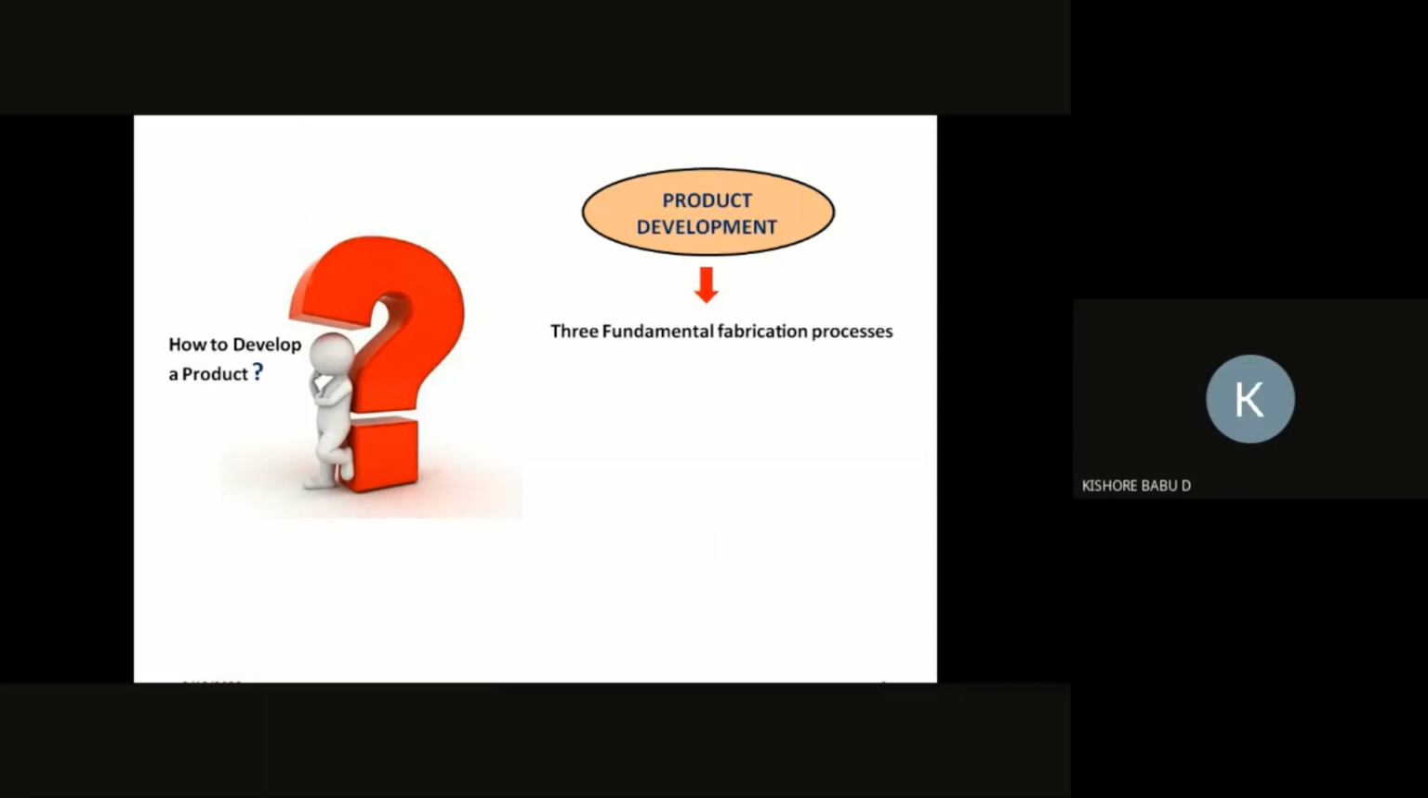Students, before starting the session, one question to you. How to develop a product? There are three fundamental fabrication processes to develop a product: formative process, subtractive process, and additive process. Let us discuss each of these processes one by one.